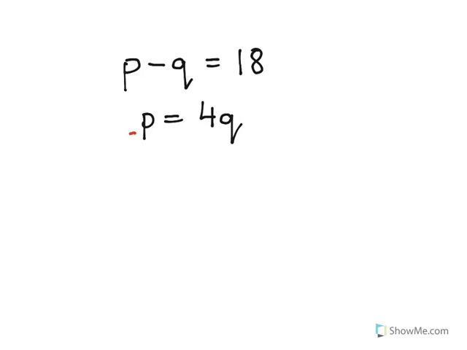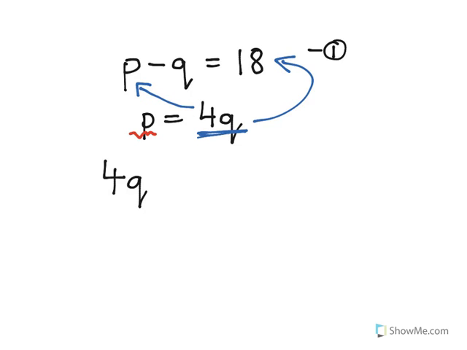Well, whenever I see P here, instead I write 4Q, because I know that P equals 4Q. So I write that into my equation 1 by substituting. So wherever I see P, I write 4Q, and we call this one equation 1. Substitute into equation 1. So P is the same as 4Q, and therefore I start writing 4Q now. 4Q minus Q equals 18.